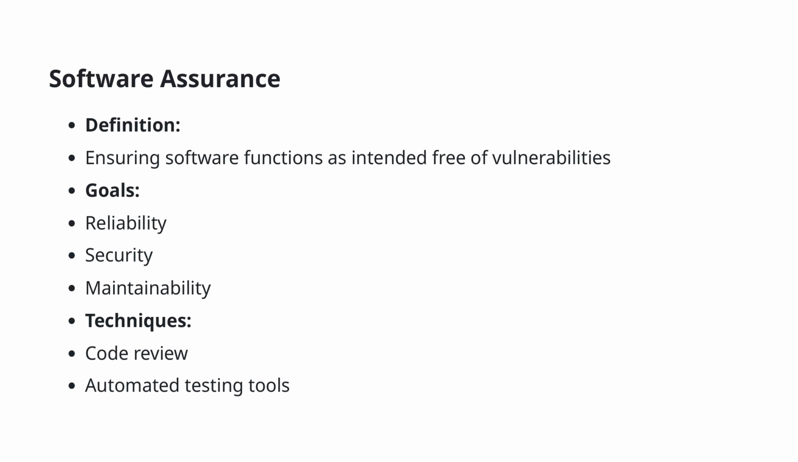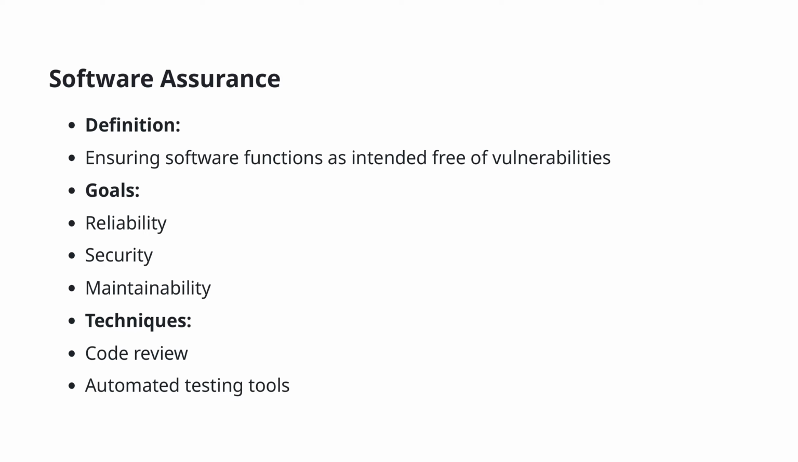In this slide, we delve into the concept of software assurance. At its core, software assurance is about ensuring that software performs its intended functions while remaining free of vulnerabilities. The overarching goals here include reliability, security, and maintainability. To achieve these goals, various techniques such as code reviews and the use of automated testing tools are employed.